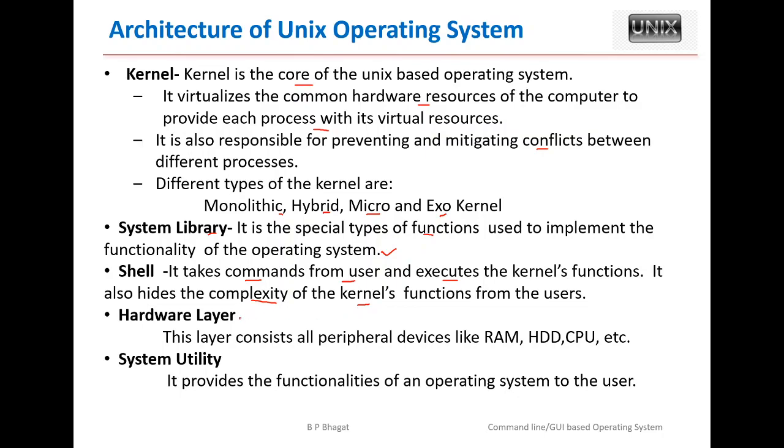Then the innermost layer we have seen, that is the layer related to hardware, consists of all the peripheral devices, that is the memories, secondary storage devices, CPU cycles, and so on. So this is what the hardware layer consists of. The system utility provides the functionalities of an operating system to a user.